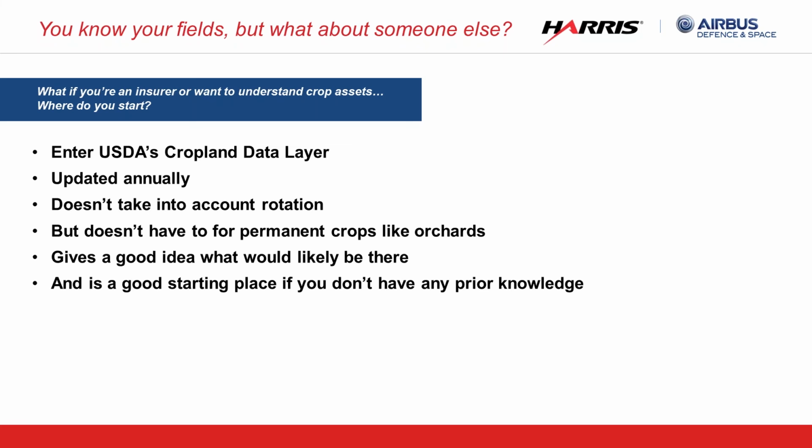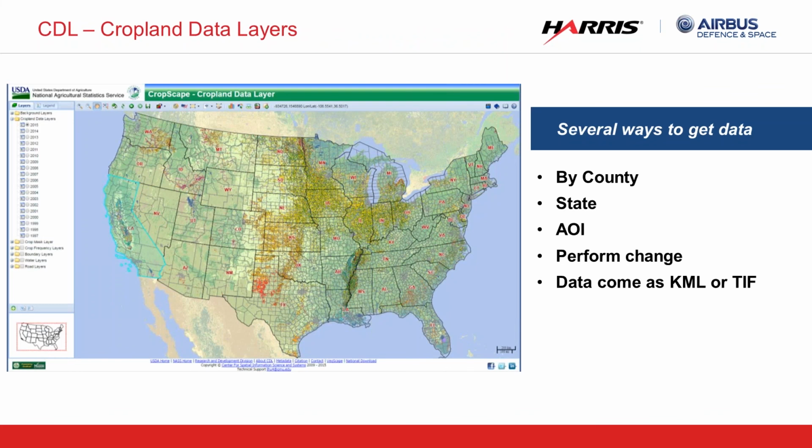It doesn't take into account crop rotation necessarily. I mean, you could say in certain areas you know that there's going to be a rotation between maybe corn and milo or something like that. But for fixed crops or permanent crops, it doesn't necessarily matter because you're obviously not going to rotate your citrus crop every year. It's a tree that grows for a long time. This tool really gives you a good idea of what is likely to be there, and it's a great start if you don't have any prior knowledge working with a certain area.